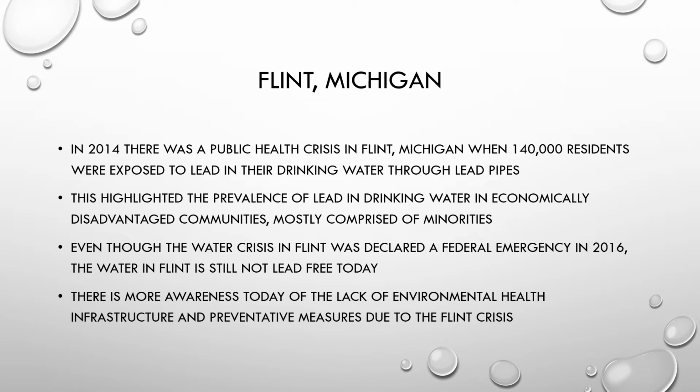In 2014, there was a public health crisis in Flint, Michigan, when 140,000 residents were exposed to lead in their drinking water. This led to other communities around the country discovering that they also had lead in their water supply. It highlighted the prevalence of lead-contaminated drinking water in economically disadvantaged communities, which are mostly comprised of minorities. Even though Flint was declared a federal emergency in 2016, the water in Flint is still not lead-free today. This demonstrates the importance of keeping lead out of the water supply because it's very difficult to remove.